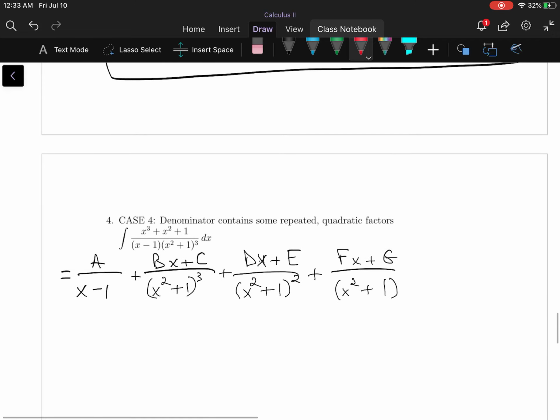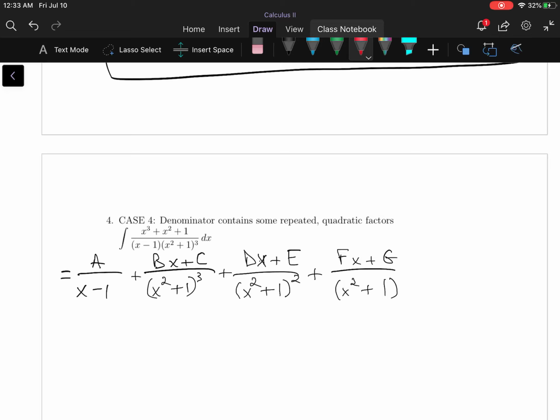Fourth problem, I start you off on. I'm not going to solve it, but I will give you what the answer is. And in this case, this is where you have repeated quadratic factors. So we've built up in complexity. First, we had distinct linear terms. Then we had some repeated linear terms. Then we had distinct with a quadratic term. And now we have a repeated quadratic term.